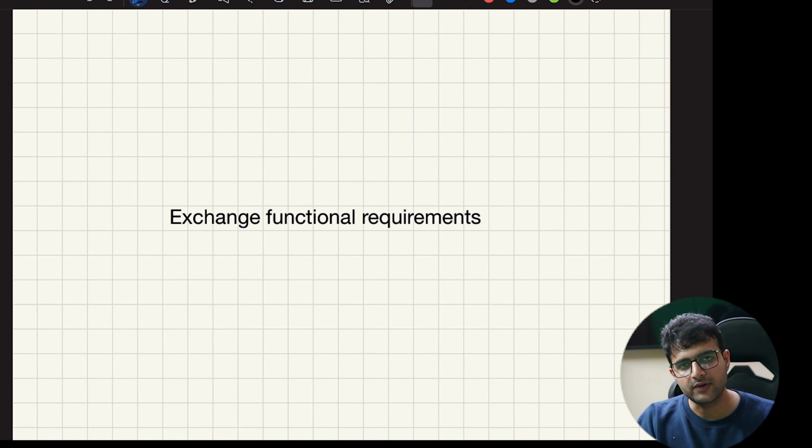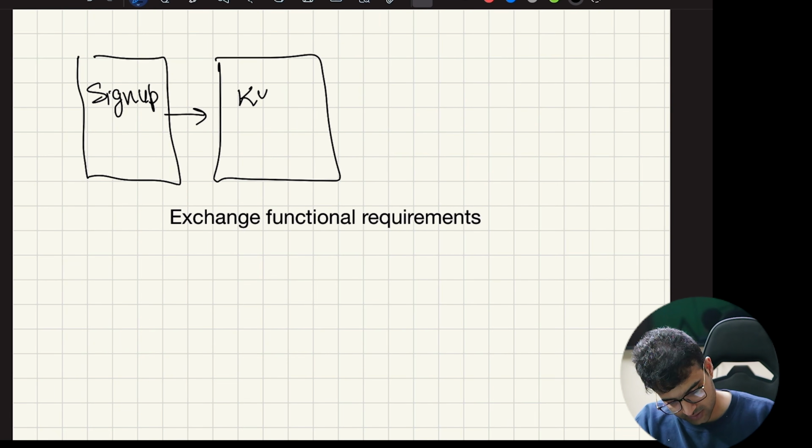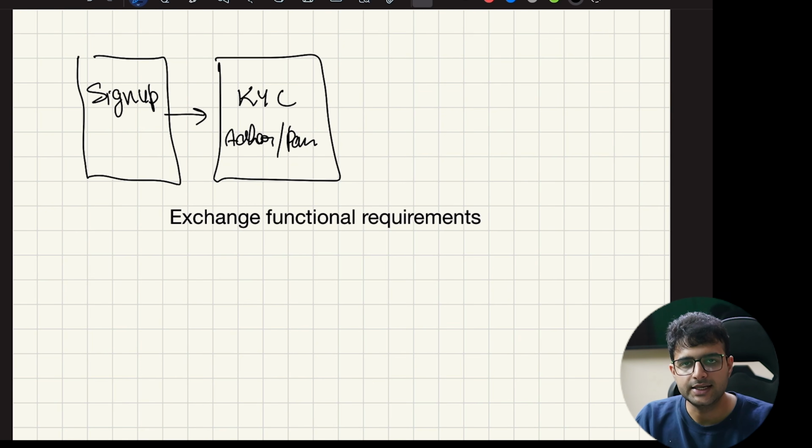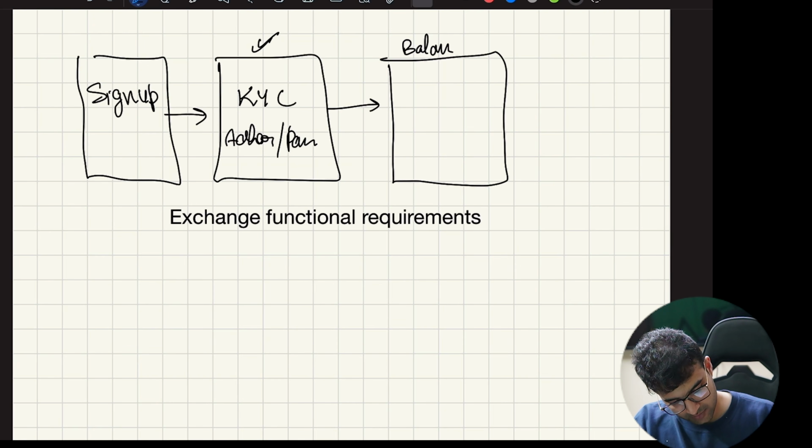All right, let's understand the functional requirements of an exchange like Zerodha. When you go to the Zerodha app, after you sign up, the first thing you have to do is KYC yourself, which means you have to provide your Aadhaar or a PAN card, because the exchange needs to make sure you have a demat account and you're a citizen of India. Once all of that is done, you reach a balances page where you can see that you currently own nothing. You have 0 rupees in there. You have 0 stocks of Tata, let's say, 0 stocks of Axis Bank, and so on.